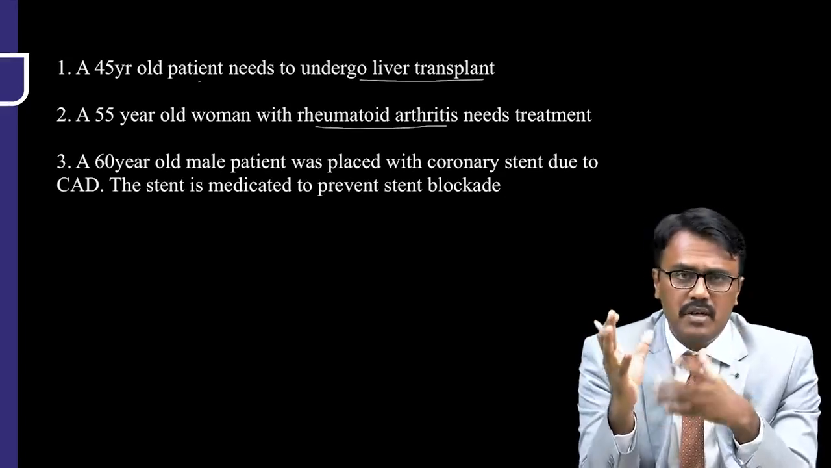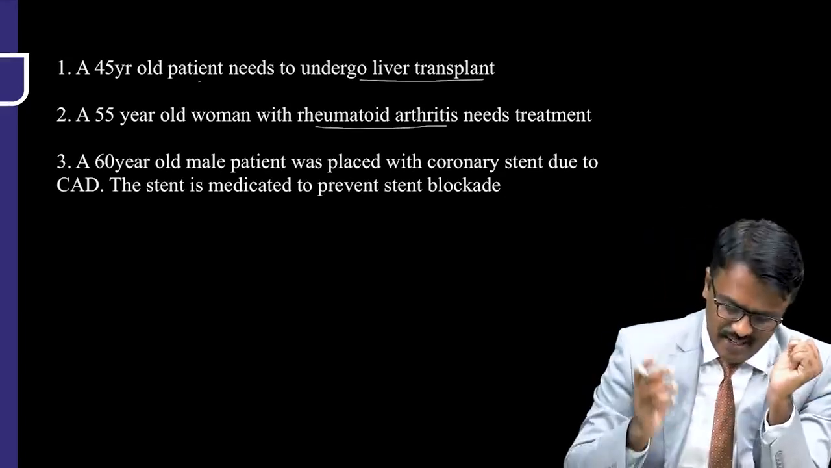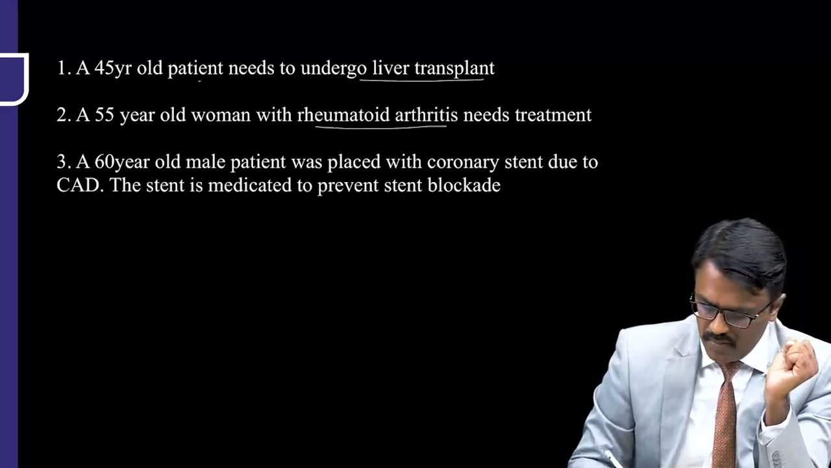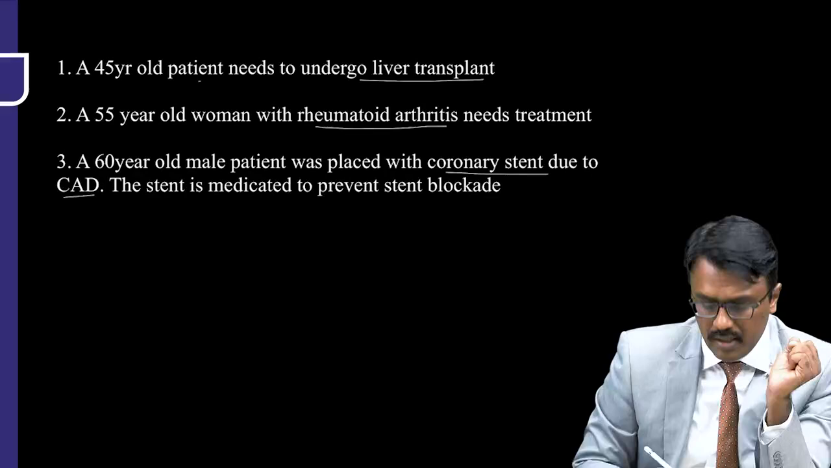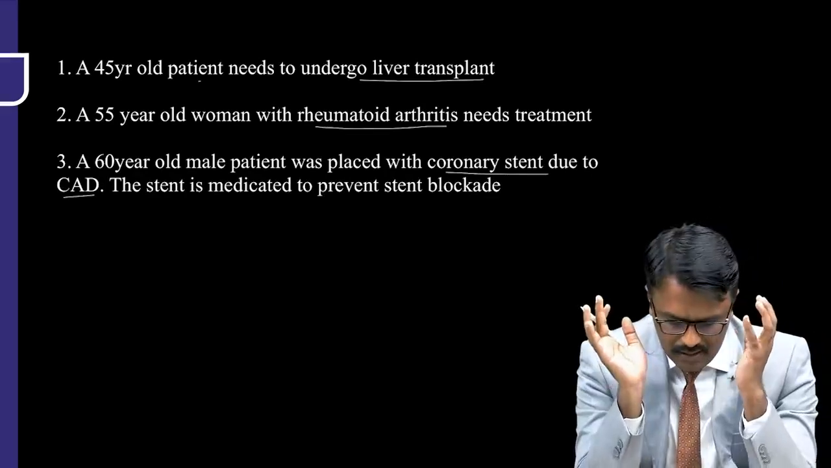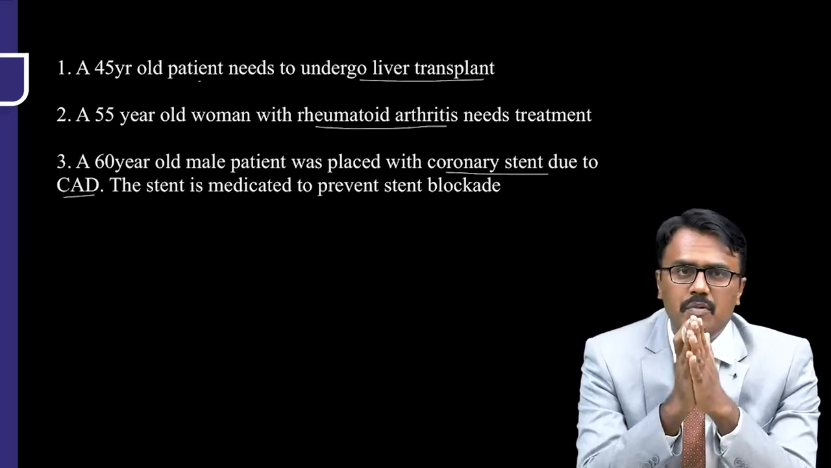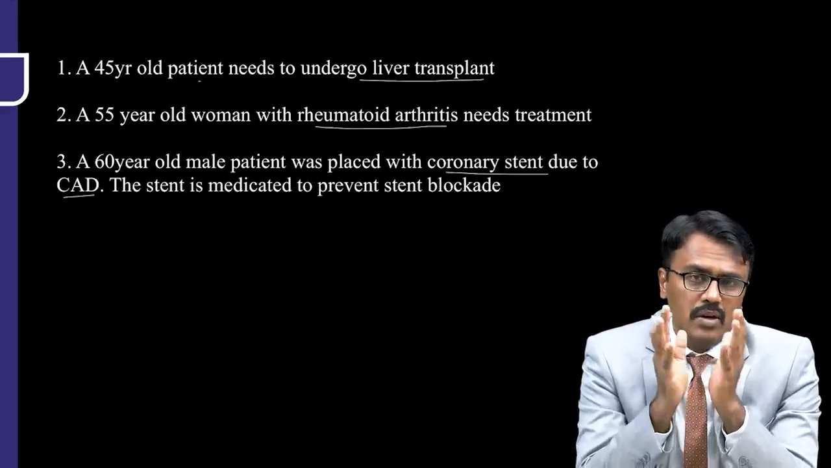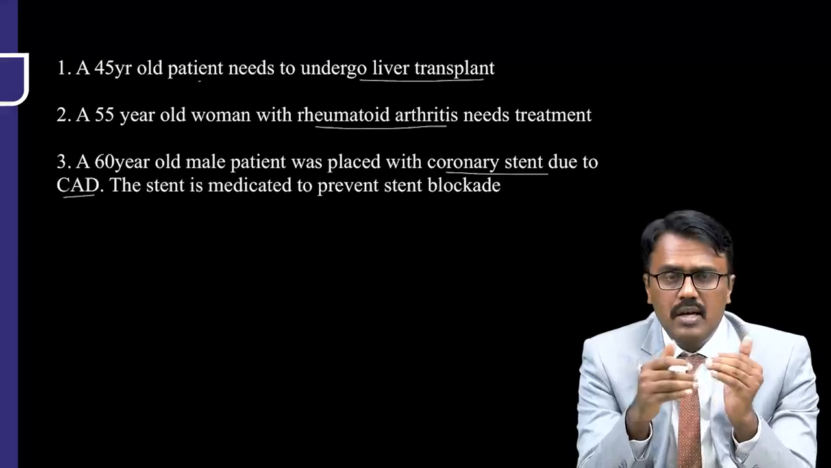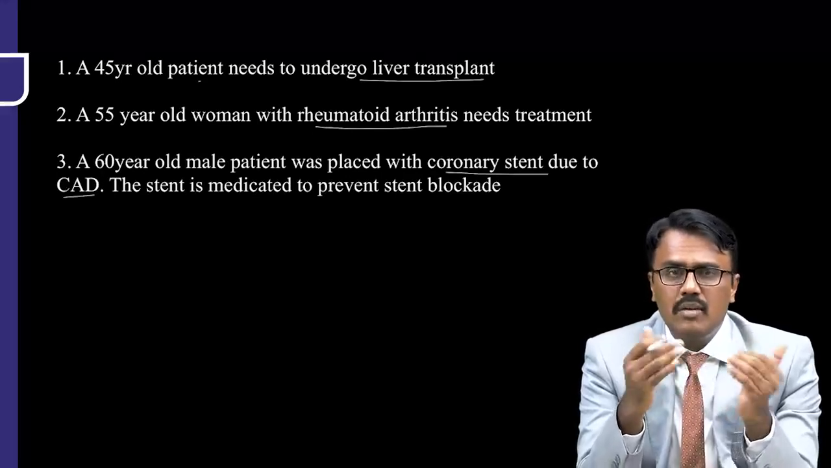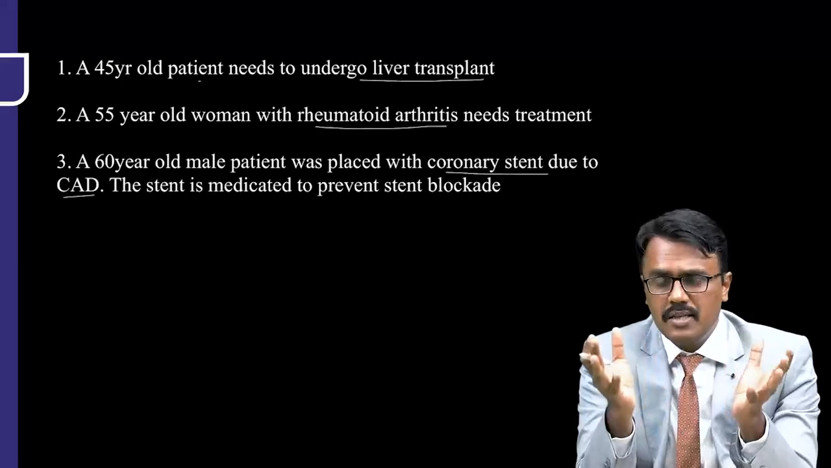We have a separate topic for that, and we'll discuss it in detail there. Now, a 60-year-old male patient was placed with a coronary stent due to coronary artery disease, and the stent is medicated to prevent stent blockade. The medicine used is sirolimus. It will not allow the stent to get blocked, and we call it a medicated stent.